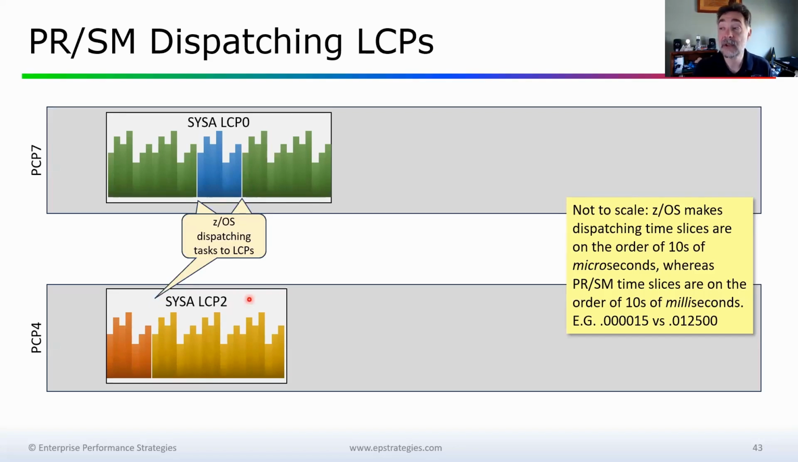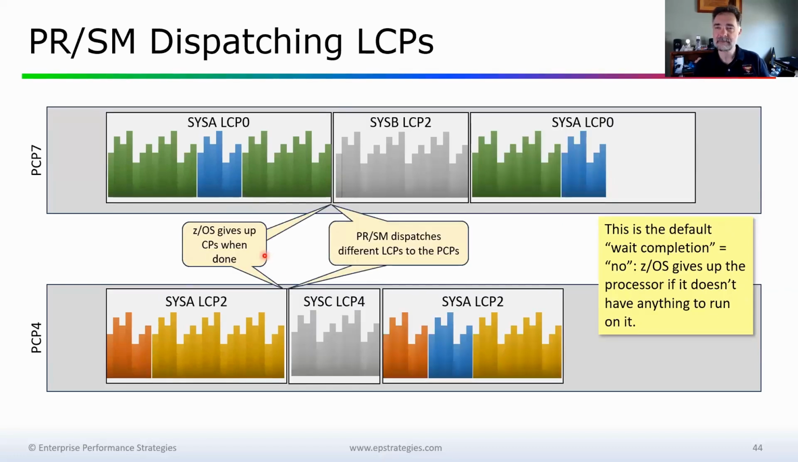The other thing to point out here is that this is not to scale, right? So the ZOS time slices is on the order of microseconds or millionths of a second, and the Prism time slices are on the order of milliseconds or thousandths of a second, okay? So there's 3 orders of magnitude between ZOS time slicing and Prism time slicing here, okay? You can see the numbers over here to help that make sense to you.